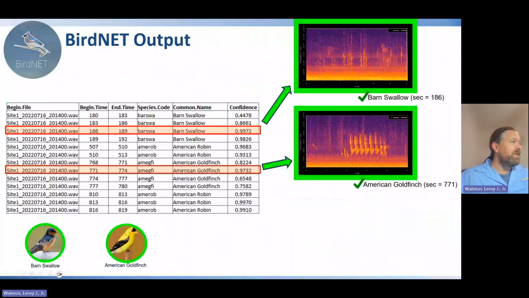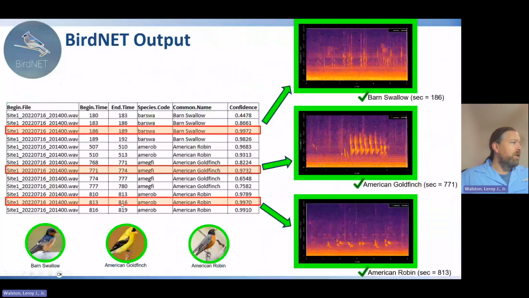The second one here is an American goldfinch. And again, we can listen to this specific recording for American goldfinch. So that's American goldfinch. That's that specific spectrogram corresponding to this time segment within the recording for the American goldfinch, which was correctly confirmed.